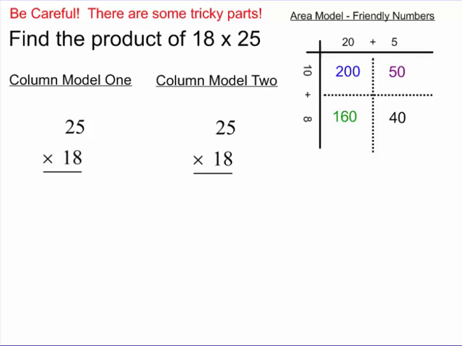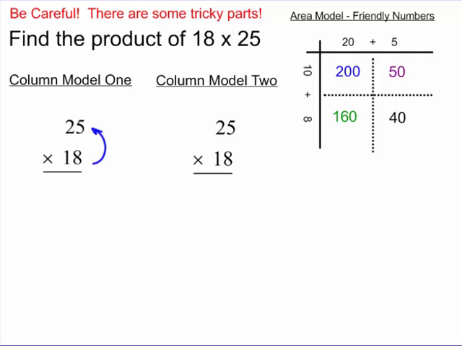Okay, we'll try 2 more examples here, and hopefully you can follow along. 18 times 25. I have our area model again here up in the right corner just for landmarking. So if we get lost, we can always come back and check out our area model to make sure we're comfortable with all the parts. So let's try column model number 1.